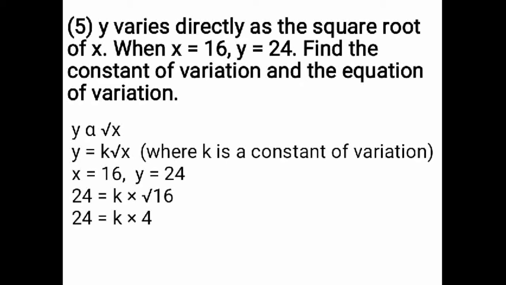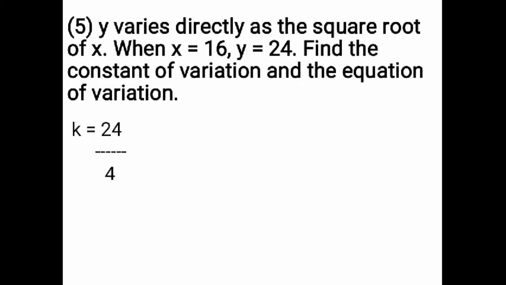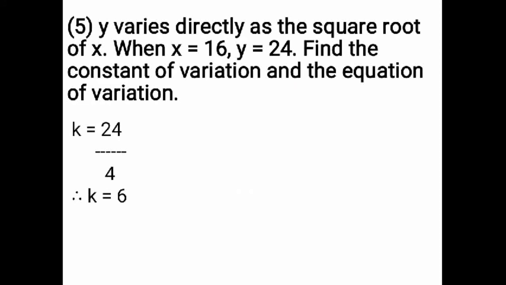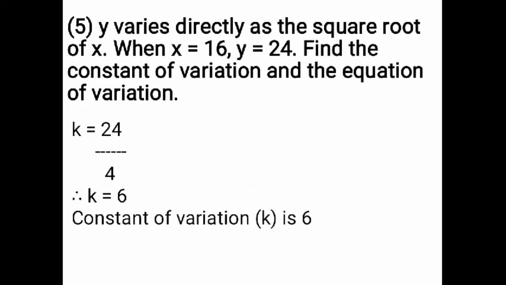Now you have to find the constant of variation. You have to find the value of k. K you have to take it on left side. Number 24 is there, you have to take it on right side, and you have to take it on numerator. And number 4 which is there here, you have to take it on denominator. That is k is equal to 24 upon 4. You have to divide 24 by 4. I have divided 24 by 4. I am getting the quotient 6. 4 6s are 24. Therefore, k is equal to 6. Constant of variation k is 6.